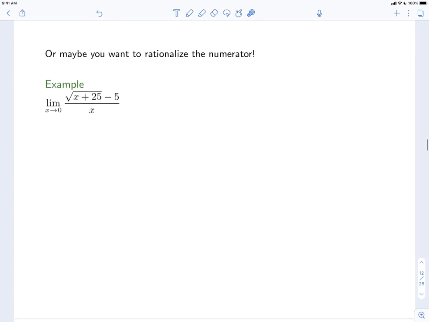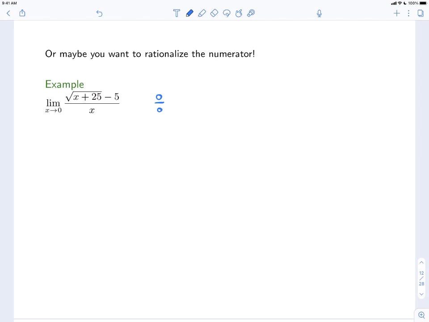Here's another example where we have a radical. In this case, we're actually going to want to rationalize the numerator. Notice if you just plug in x equals 0, well, the denominator is definitely 0. And what about the numerator? If you plug in x equals 0, then this x goes away. You just have the square root of 25, which is 5. Minus 5 is 0. So this one also has the form 0 over 0. And again, this is what we call an indeterminate form, because the limit might exist, and in this case the limit does exist, but you can't see it just by direct substitution.